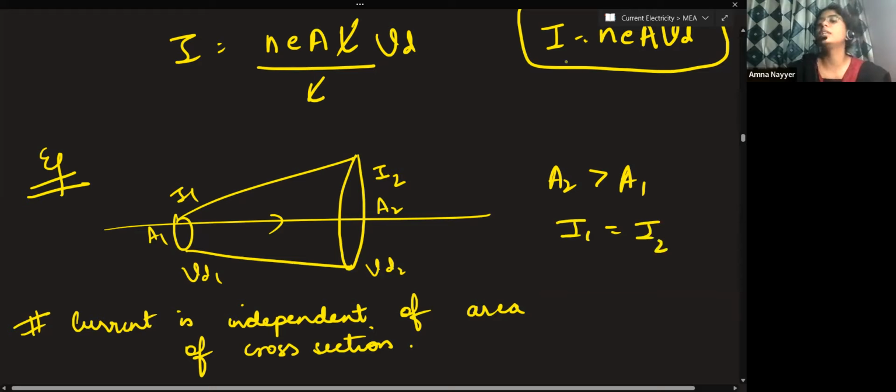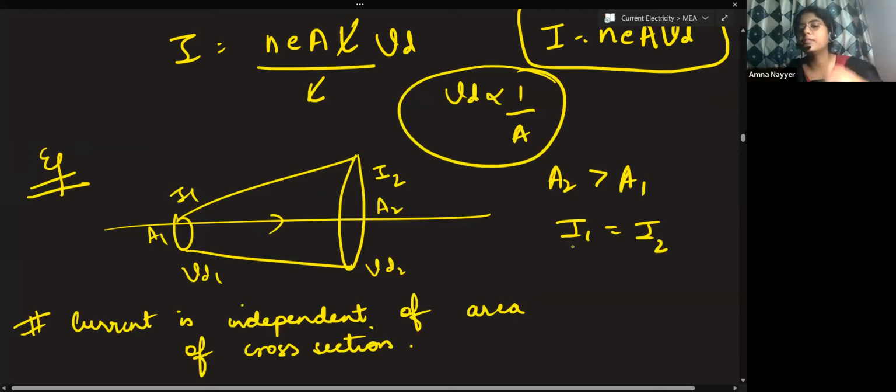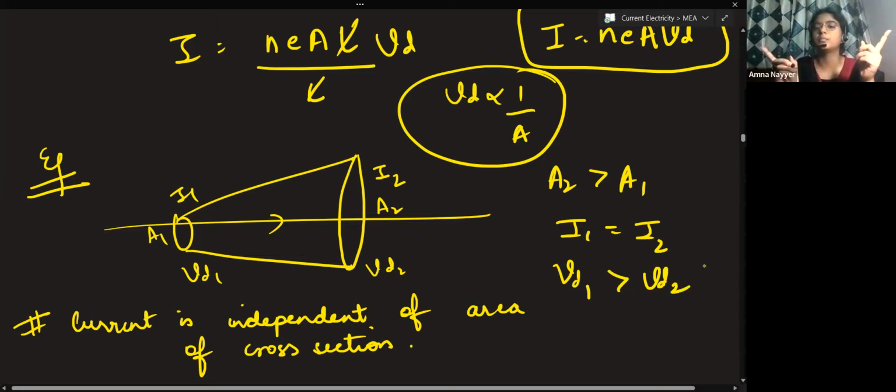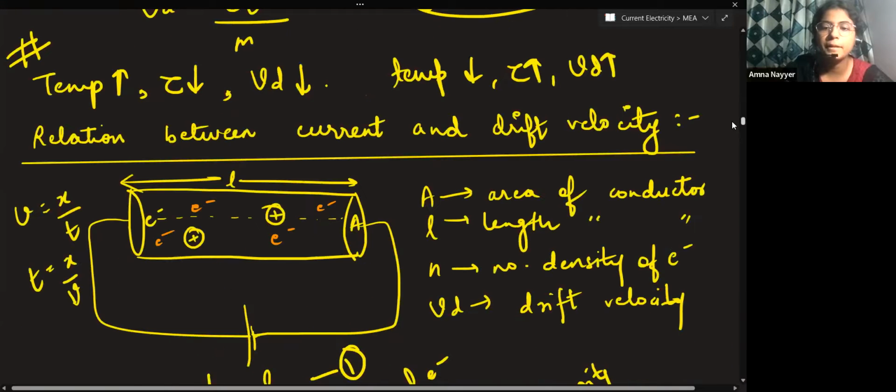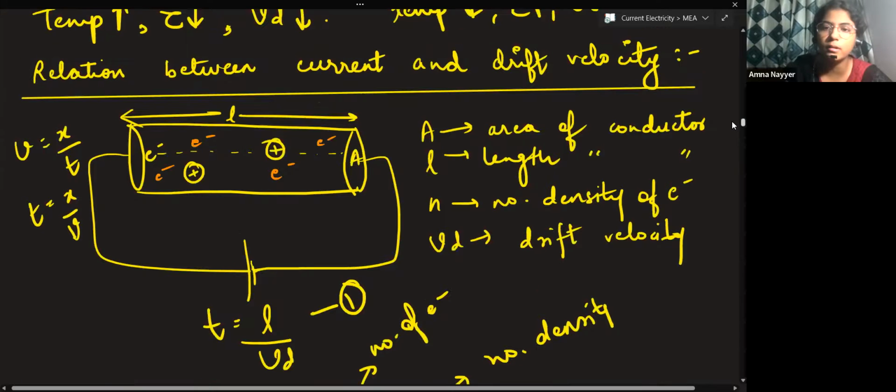And drift velocity is inversely proportional to area from this formula. So if A2 is greater than A1, VD1 will be greater than drift velocity 2. Just inverse, because they are inversely proportional. So these are the basic theory portions. Just note it down. This is important, mark this as important. This can come in your school exams, half yearlies and all.